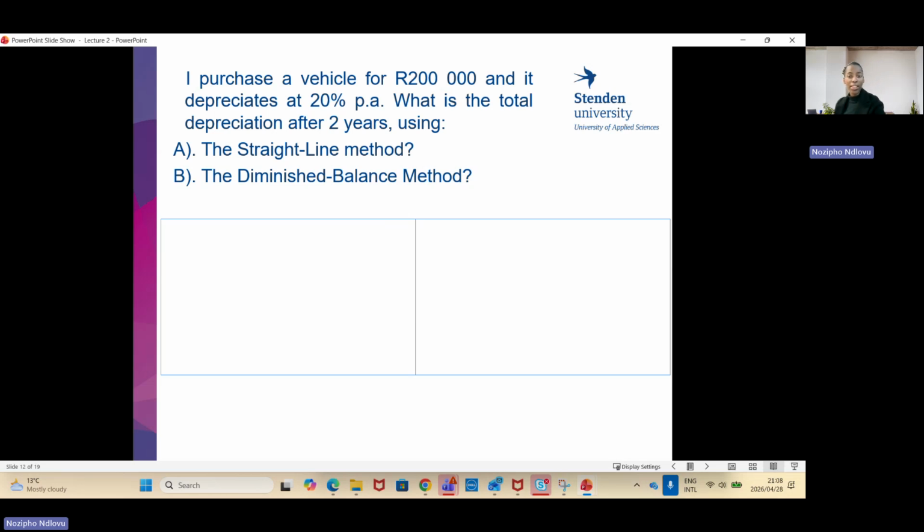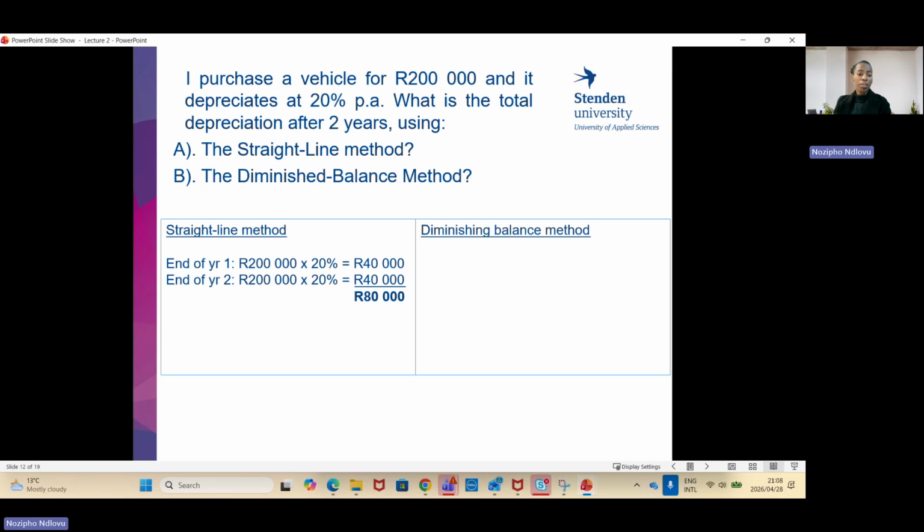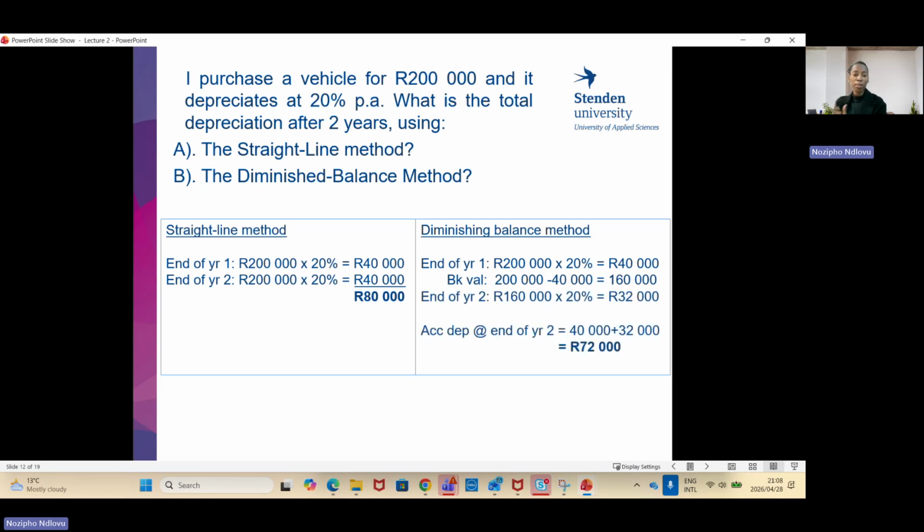I purchased a vehicle of 20,000 and it depreciated at 20% per annum. What is the total depreciation after 2 years using a straight line and a diminishing balance method? You should know that the end of the year for the straight line method is always going to be the same as any other year, because we are using the straight line method, and the depreciation will be the same. And then diminishing, end of the first year, it's 20%. You get the same amount as the straight line. It only starts changing from year 2 because the book value has changed. And then from there onward, you will be able to calculate the depreciation.